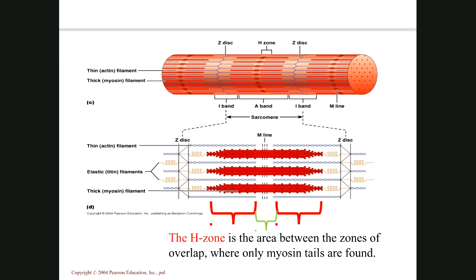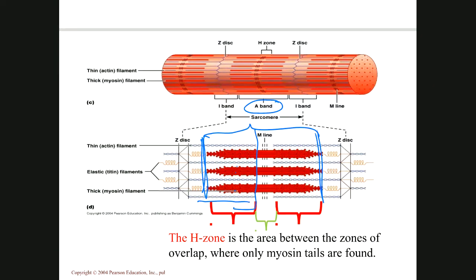Notice that the thick filament starts and ends right there. And the start of the thick filament all the way to the end of the thick filament is what's called the A band. The A band consists of an area where thick and thin filament overlap. Thick, thin, thick, thin, thick, thin.